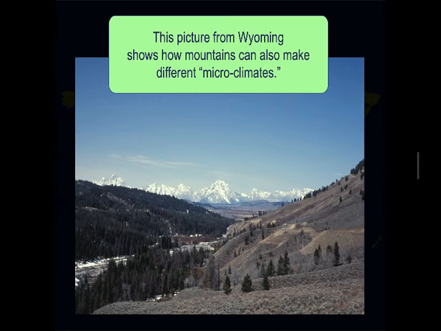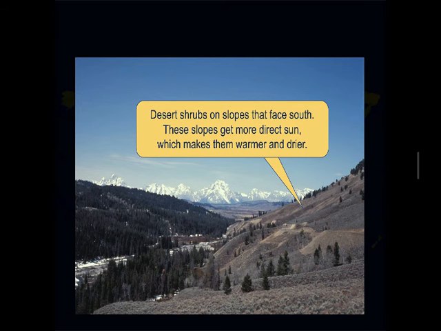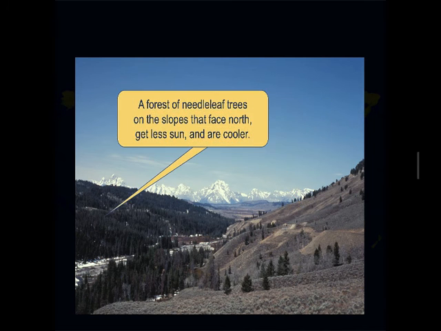This picture from Wyoming shows how mountains can also make different microclimates. Here we're highlighting treeless tundra and snow on some very high peaks in the distance. Here we're highlighting desert shrubs on slopes that face south. These slopes can get more direct sun, which makes them warmer and drier. Here we're highlighting a forest of needle-leaf trees on the slopes that face north, get less sun, and are cooler.